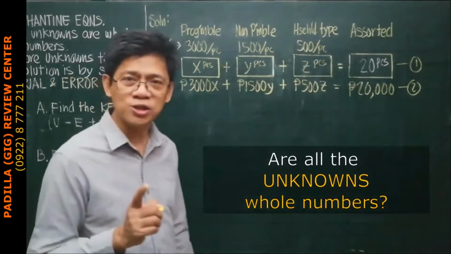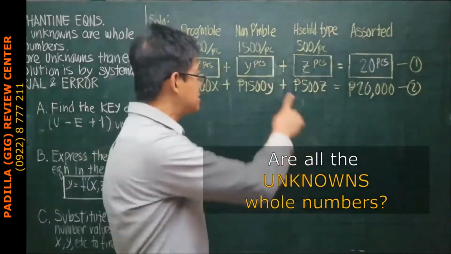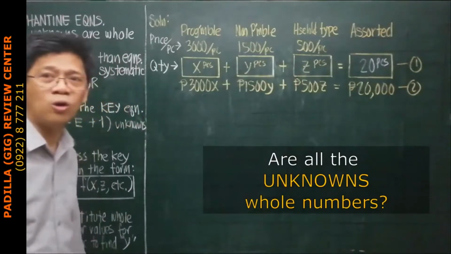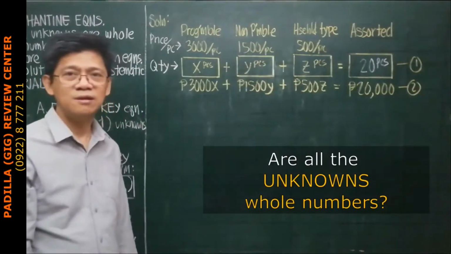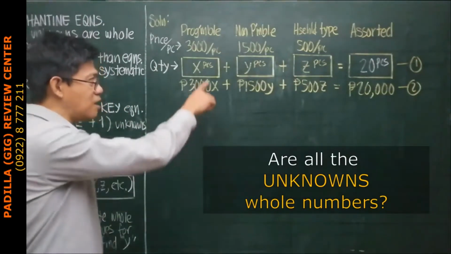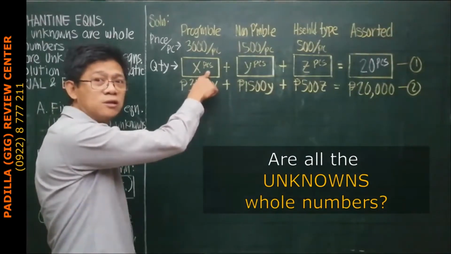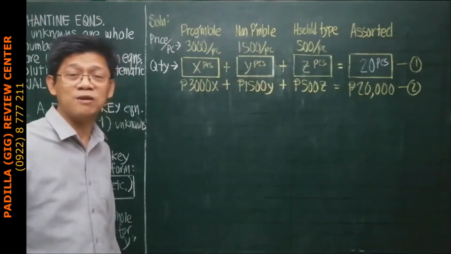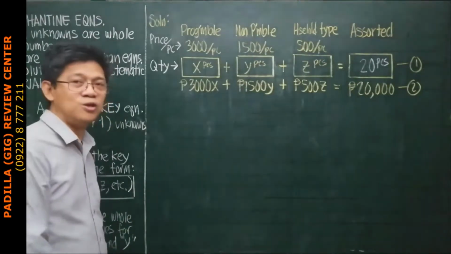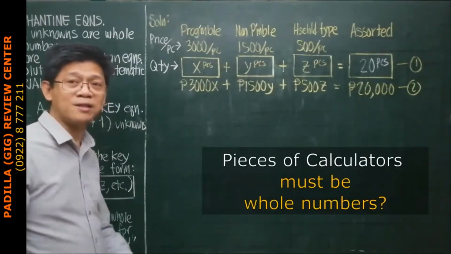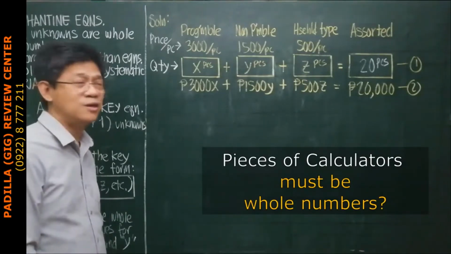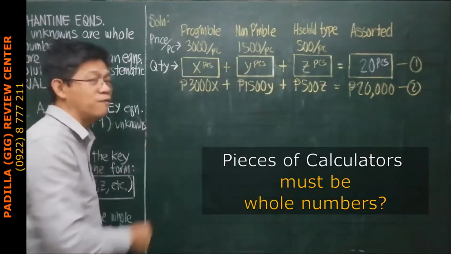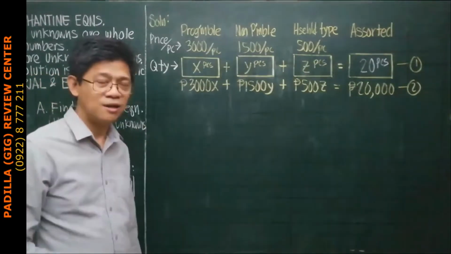Now, my question is this. Is it a must that X, Y, and Z be whole numbers? Yes, because they are pieces of calculators. Obviously, we cannot buy half or one-third piece of calculator. You can buy a part, but not one-third piece. You follow? So, X, Y, and Z are whole numbers, so these are Diophantine equations.